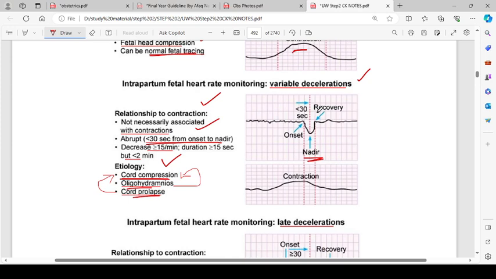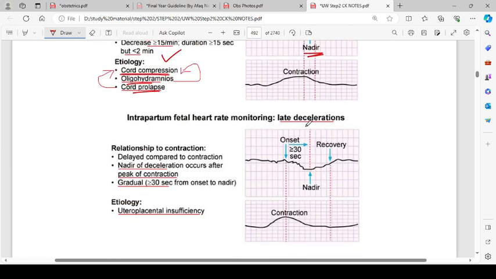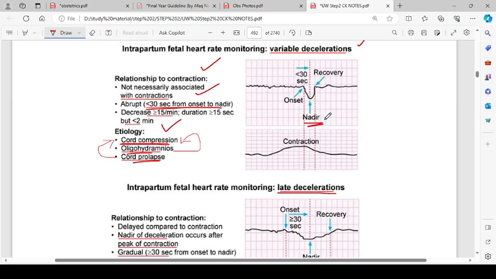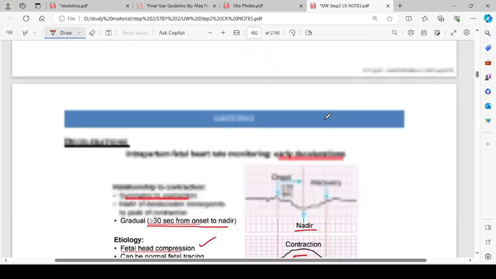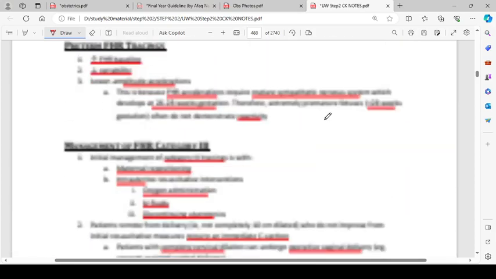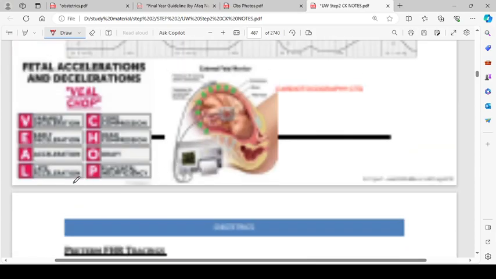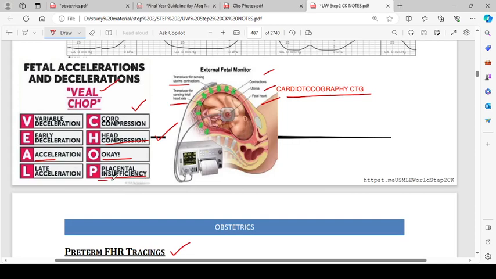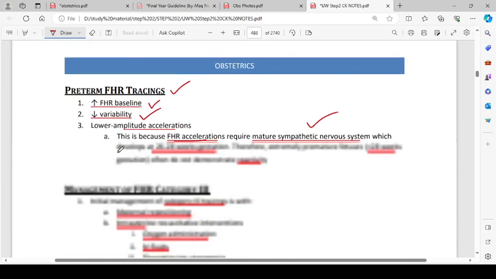Okay. Intrapartum fetal heart rate monitoring and late decelerations. Now you know that decelerations are remembered by the mnemonic VEAL CHOP. What was the P for? The P was for placental insufficiency. Variable deceleration is because of cord compression. Early deceleration is because of head compression. Late deceleration is because of placental insufficiency, and acceleration is okay.